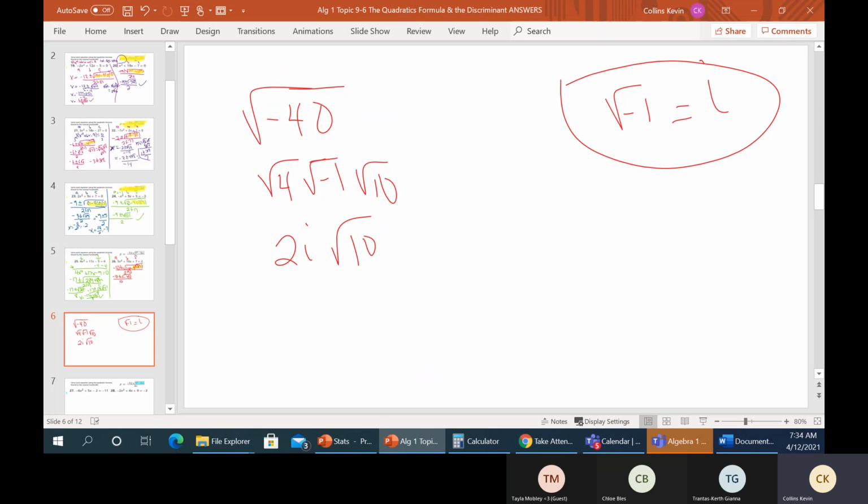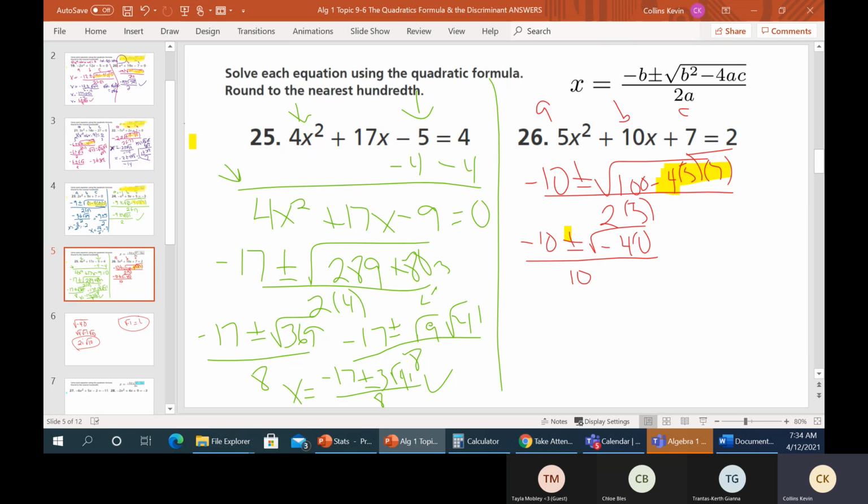All right, so what can we do here? We go back to our regularly scheduled program, and we're going to take this guy and plug him in. So then this is going to become minus 10 plus or minus 2i times the square root of 10. A lot of 10's going on here. Over 10. Okay?